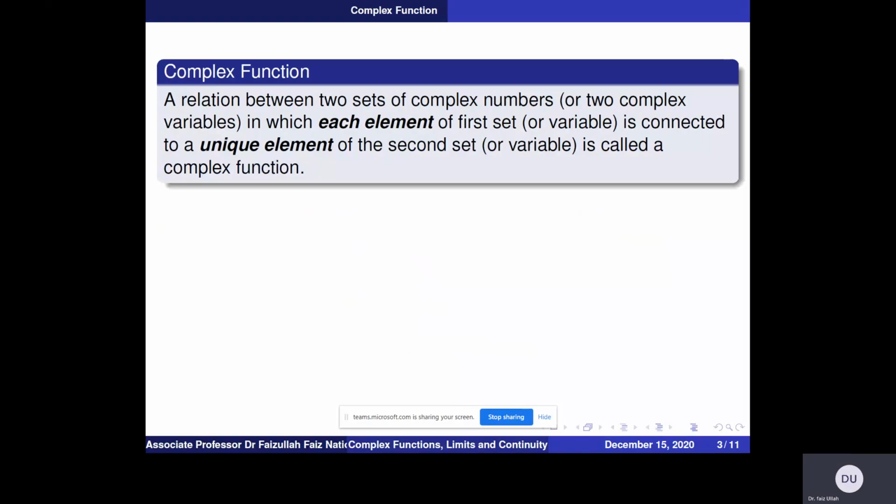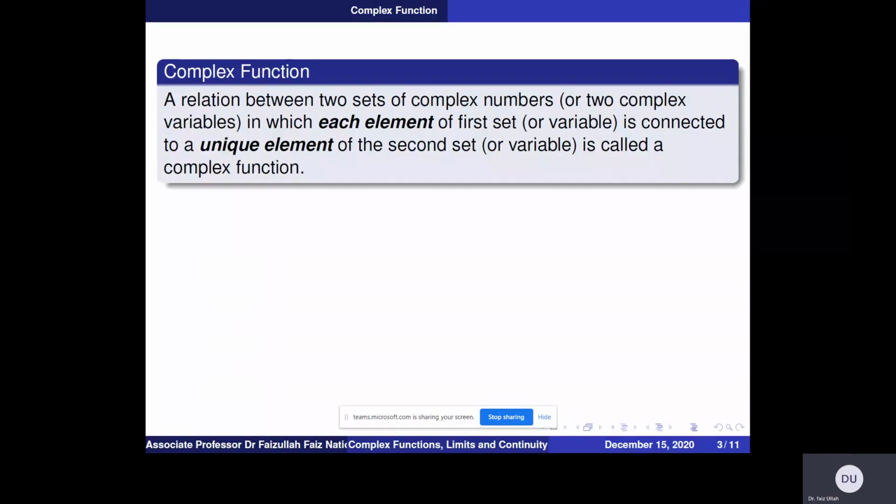A relation between two sets of complex numbers in which each element of the first set is connected to a unique element of the second set is called a complex function. From the definition, it is clear that if we replace the word complex by the word real in this definition, we can get the definition of a real function.